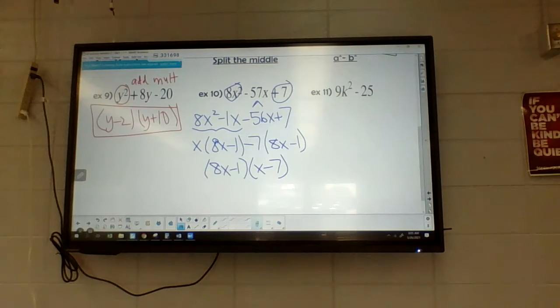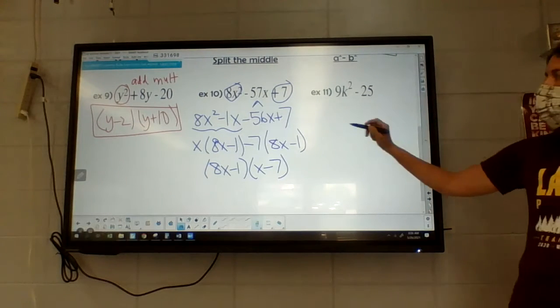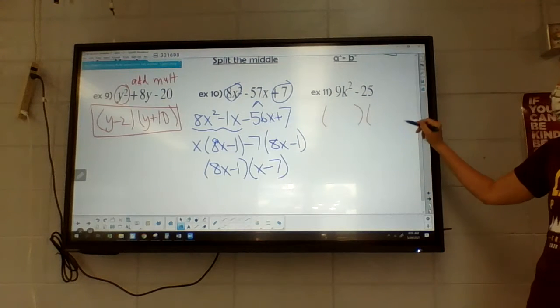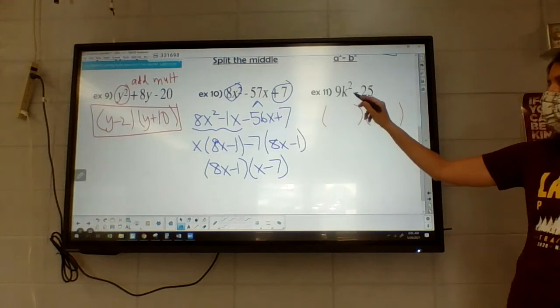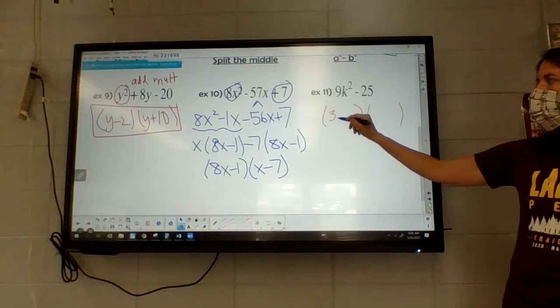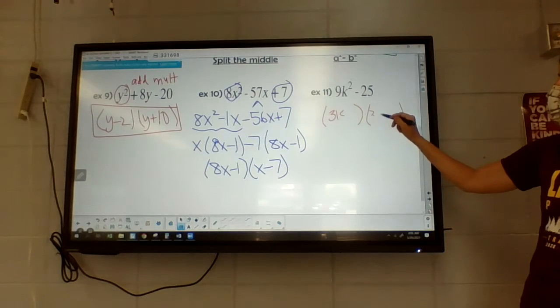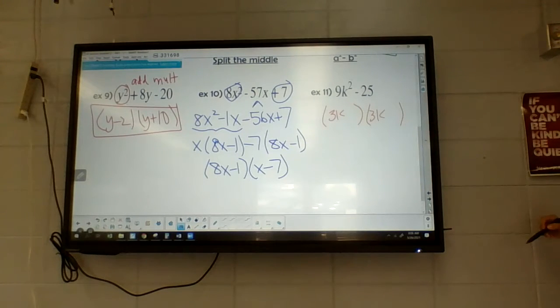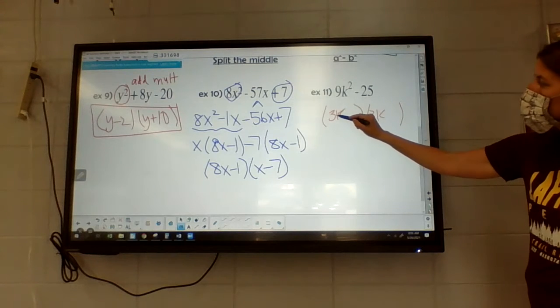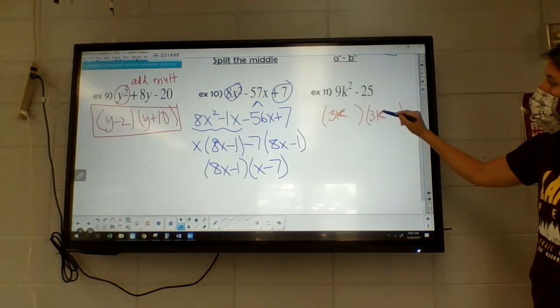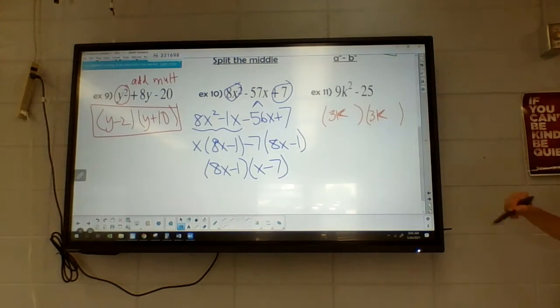All right, and then our last one here, it's two terms. Should always check for GCF first, but there's no common factor among 9 and 25. So since there's no common factor, instead, I'm going to try perfect squares. It's minus, so that looks pretty good. 9k squared is going to be 3k and 3k. And then to get 25, it's going to be 5 and 5.